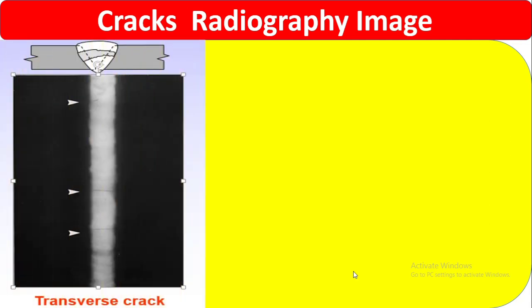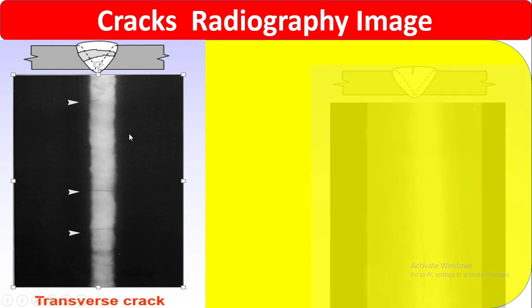Now you have to check in the radiography image how the cracks look. See here. What is this crack? This crack is the transverse crack. This is your welding, and the cracks are generated here. So that is called the transverse crack. You see here, one thin line is here, one thin line is here, and one thin line is here. This type of line comes in the radiographic image, so it means transverse cracks are generated there.